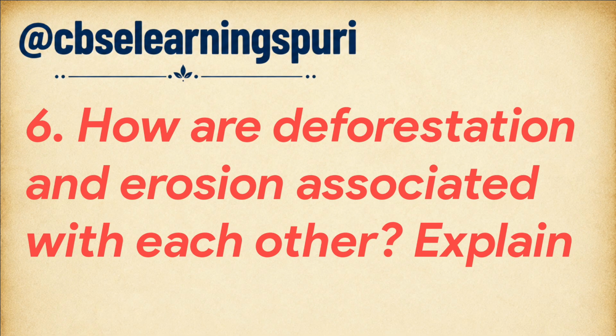Explain. Deforestation and erosion are closely linked because plants and trees act as a natural shield for the Earth's surface. Here is how they are associated in simple terms. Trees hold soil together. The roots of trees and plants are very important because they can hold the soil in place and keep it firm.